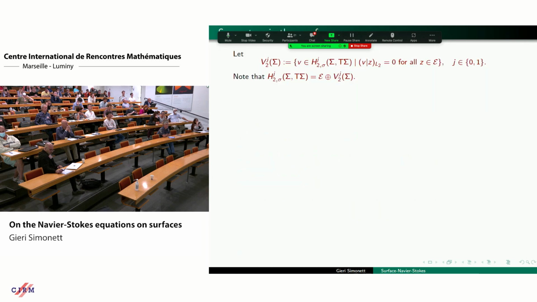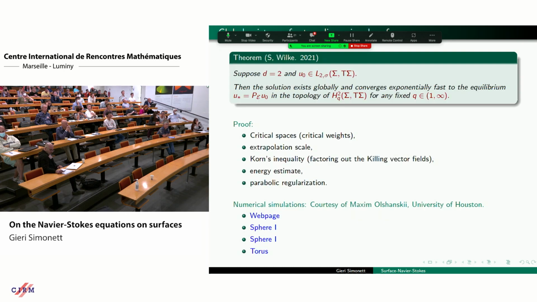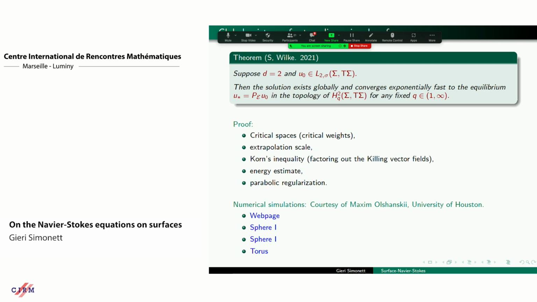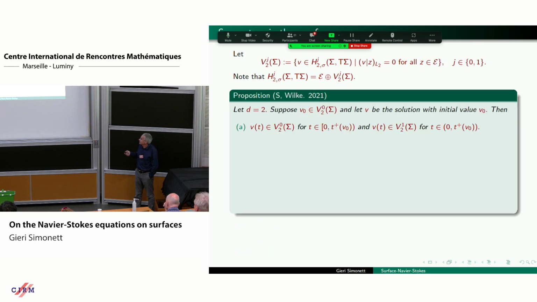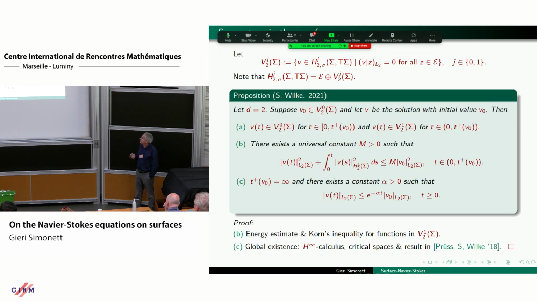And at the end, I will have some numerical simulations, and courtesy, you can see who produced them. But before I show you this, let me give you a little bit of a hint where these things come from. You can look at this subspace here, the script E, which means Killing vector fields. It's a linear subspace and it has finite dimension.